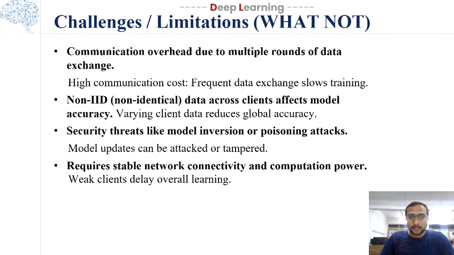The next threat is security threats like model inversion or poisoning attacks. This means model updates can be attacked or tampered with by attackers. And the last challenge is it requires stable network connectivity and computation power. If the client does not have a good device, the client will receive delayed updates and the model will not get trained accurately.